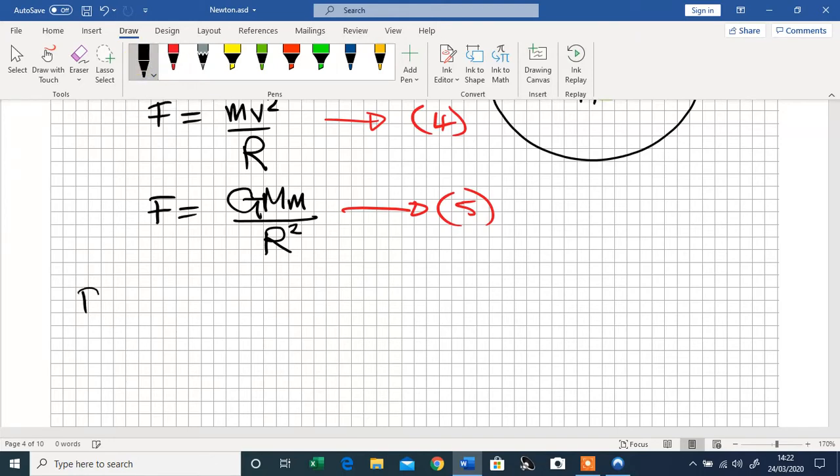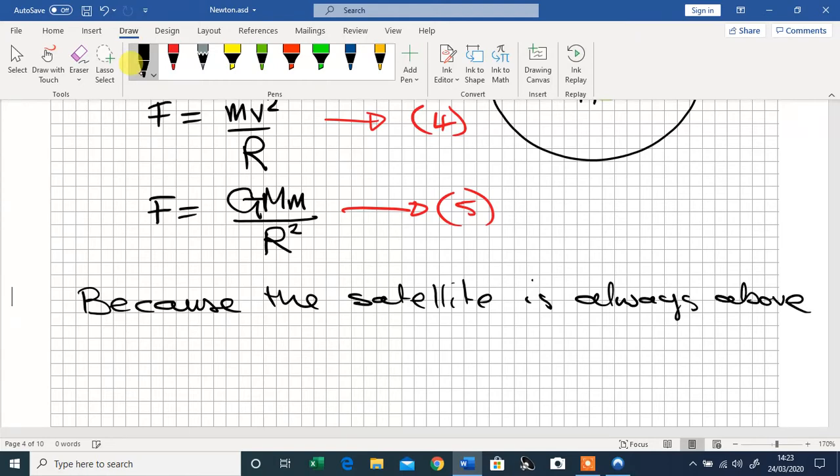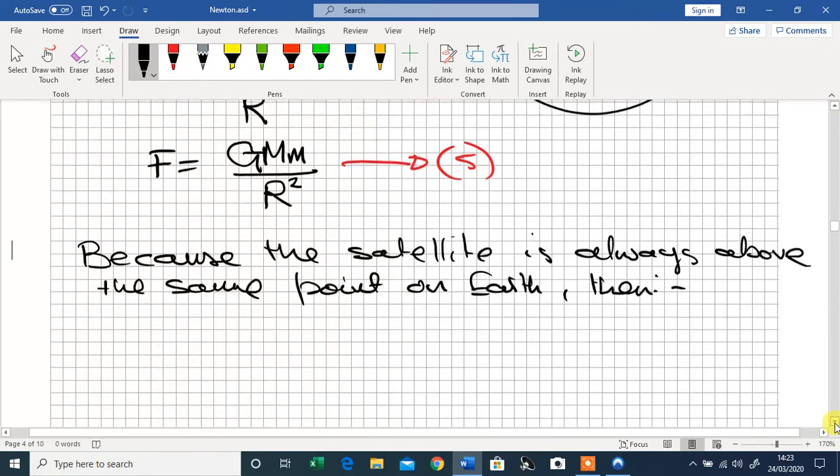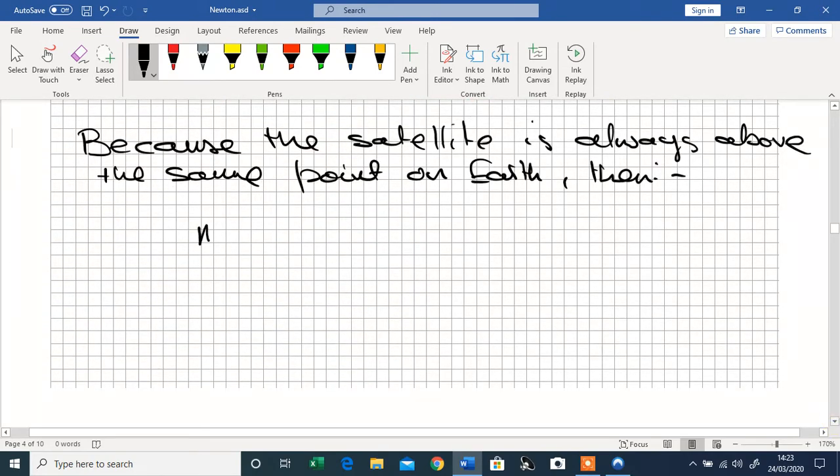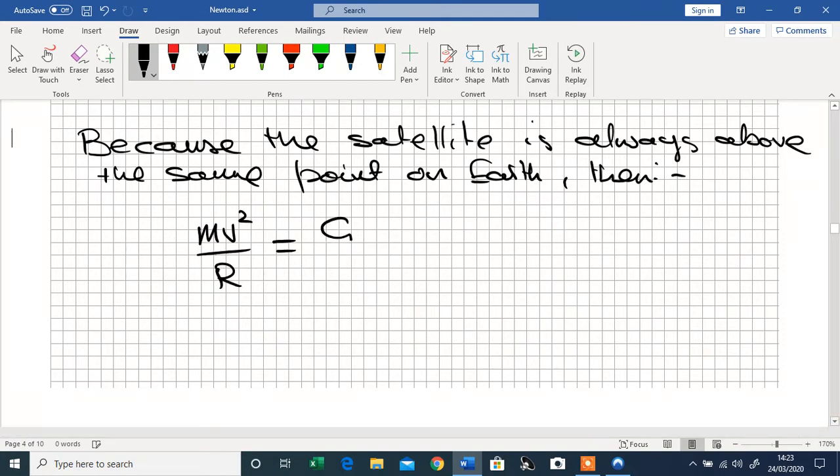Because, and it's the same for the point mass in the first part, the satellite is always above the same point on Earth, then we can equate 4 and 5. So we get mv squared over big R equals G big M little m over big R squared.